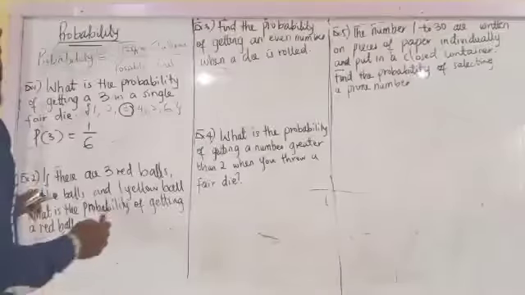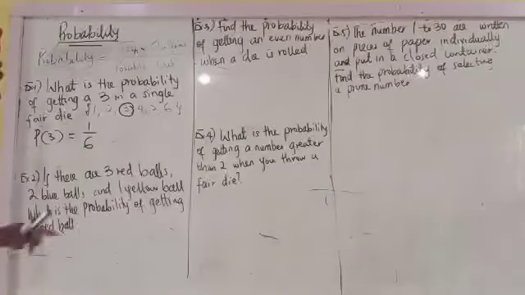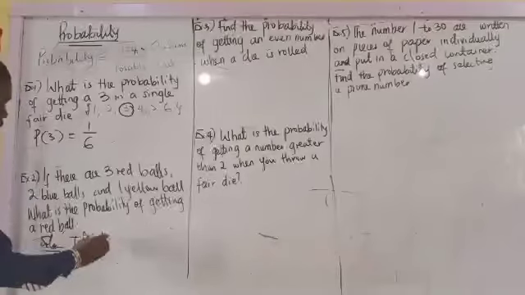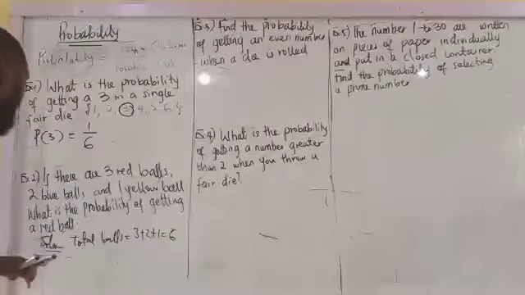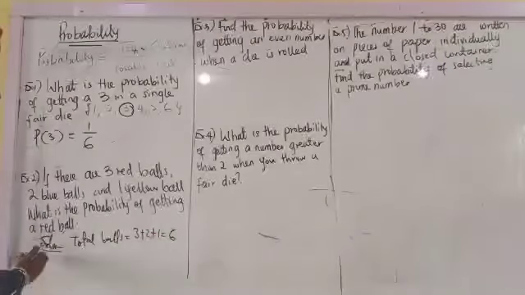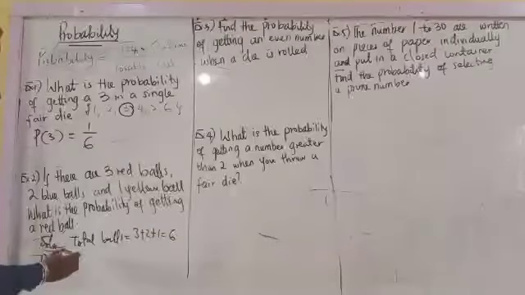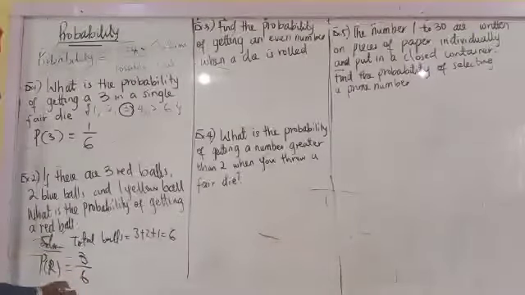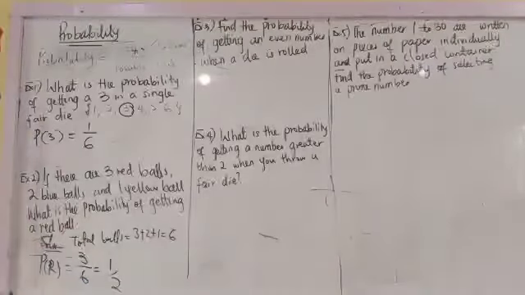Now example two, which is what you see most times in primary school mathematics. If there are three red balls, two blue balls, and one yellow ball, what is the probability of getting a red ball? Solution: first I will find the total number of balls. Total balls is three plus two plus one, which equals six. The number of red balls is three, which is the favorable outcome, and the possible outcome is six. So the probability of getting a red ball is three over six, which can also be written as a half in its lowest terms.